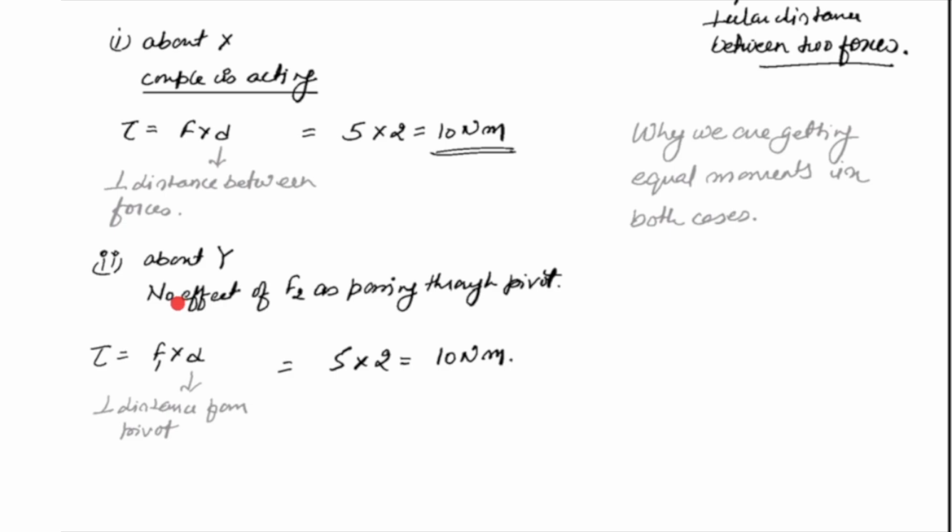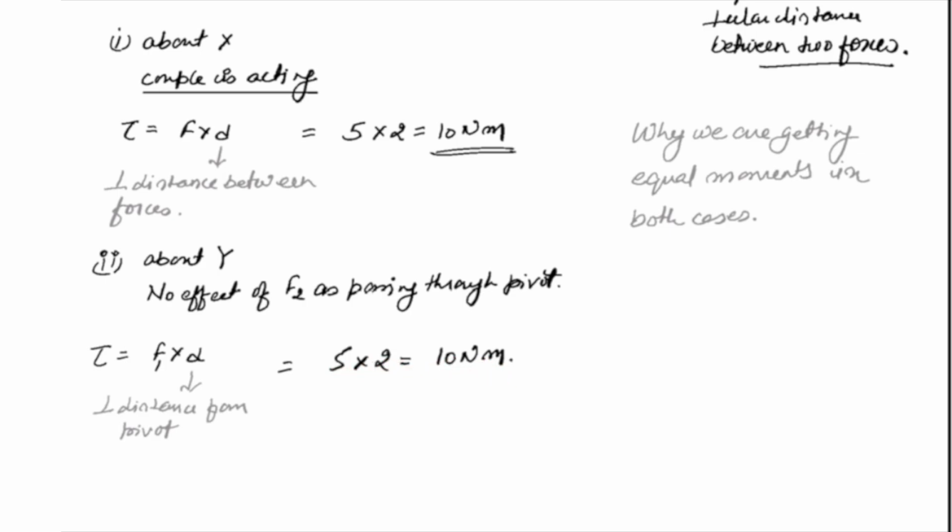About Y, what will happen? No effect of F2 as it is passing through the pivot. As F2 is passing through the pivot, F2 will not affect this. The only moment will be of F1, and that we can calculate. 5 into 2 is equal to 10 Newton meter.